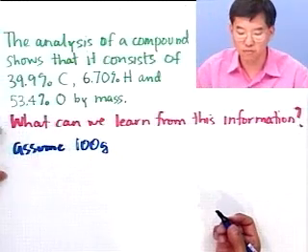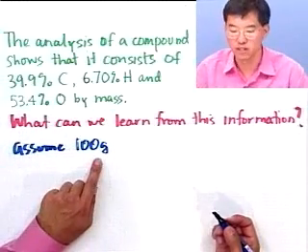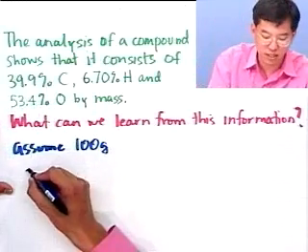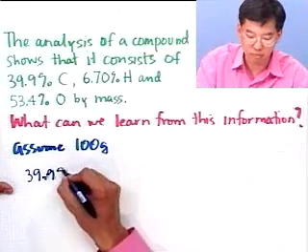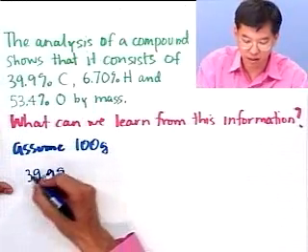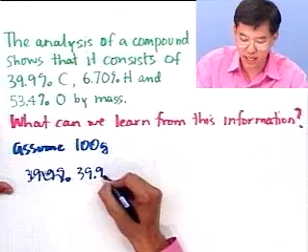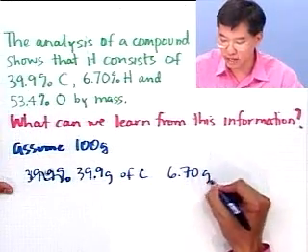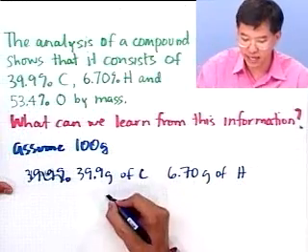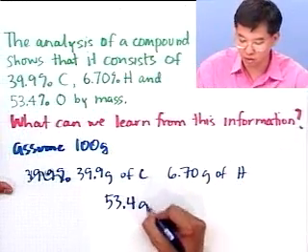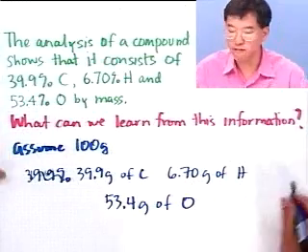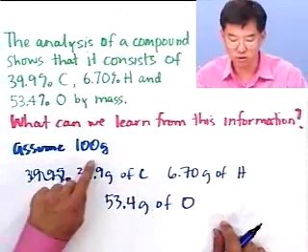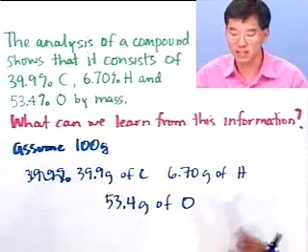Why is that useful? Well, since these are all percentages by mass, that 100 grams consists of 39.9 grams of carbon, 6.70 grams of hydrogen, and 53.4 grams of oxygen. These add up to pretty close to 100 grams, so all of our mass is accounted for.